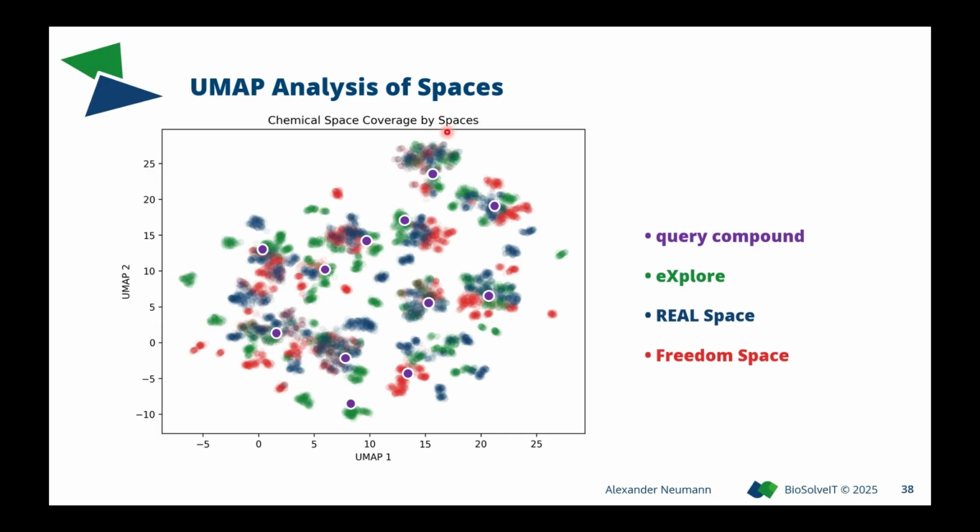If we take a look at the space coverage, which is quite interesting as well, and now we just take three spaces, eXplore, REAL Space and FreedomSpace, we can also see that each space forms its own clusters. So the overlap of chemical spaces is very small, almost negligible, and each space provides you with individual results. Therefore, it makes sense to search in different chemical spaces using your compound of interest.